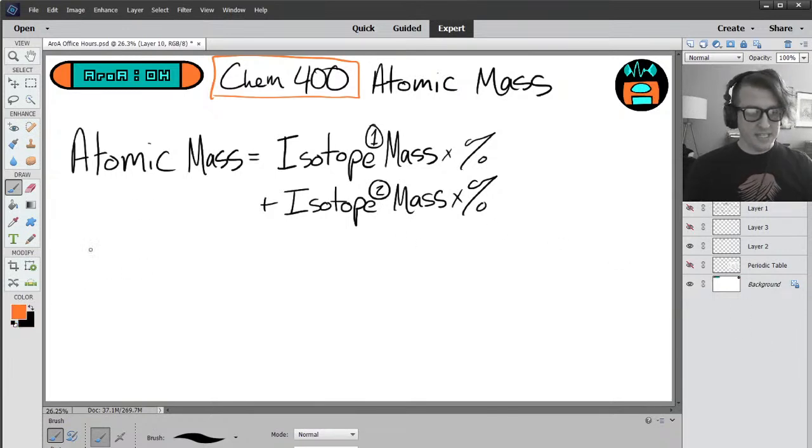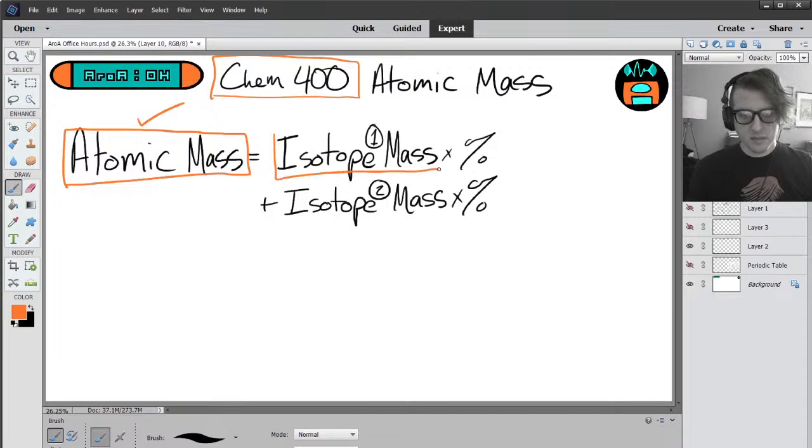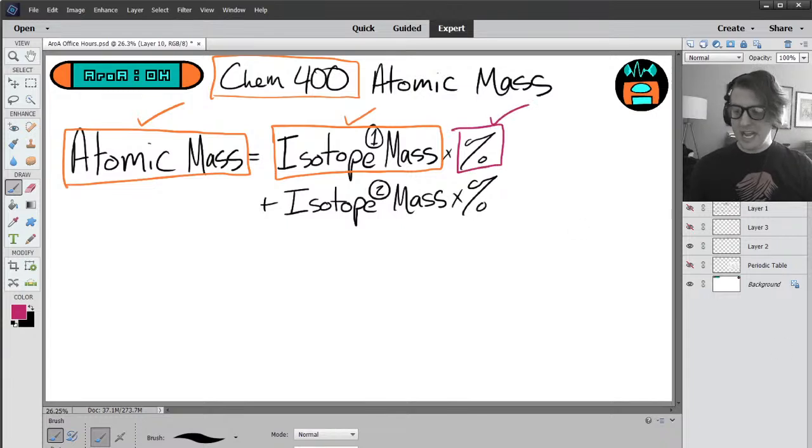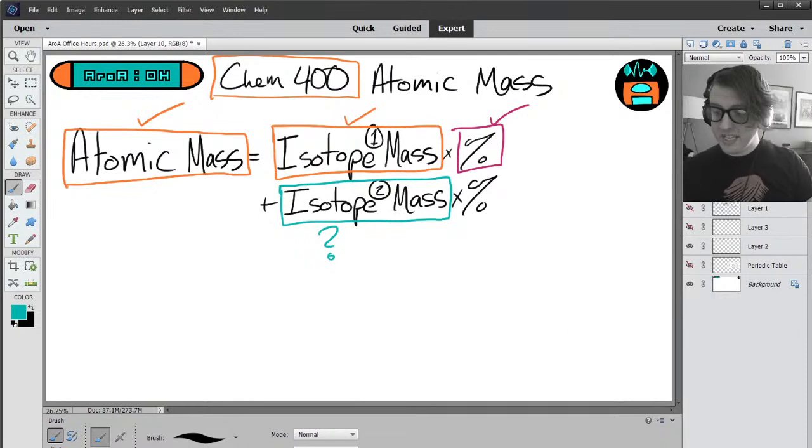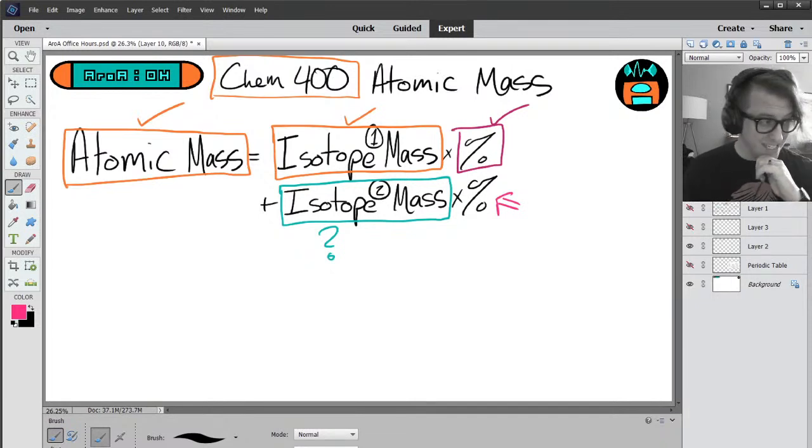Now, when you look at this problem, we're given the atomic mass of the element. We're given the mass of isotope 1. We're also given the percent abundance for isotope 1, and we're asked to find the mass of the second isotope. Now, what's missing from this equation, and Joshua, as you pointed out, is the percent abundance for our second isotope. Right now we have two unknowns in one equation. We either need a second equation or we need to figure out what that percent abundance is.